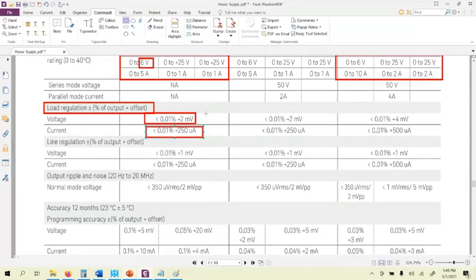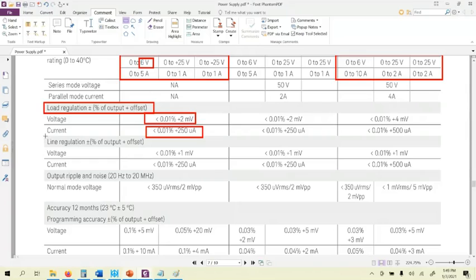Whereas if you take a power supply specification from any other manufacturer, you will find that there is, suppose, a 10% change. So that power supply is not that good compared to this power supply.